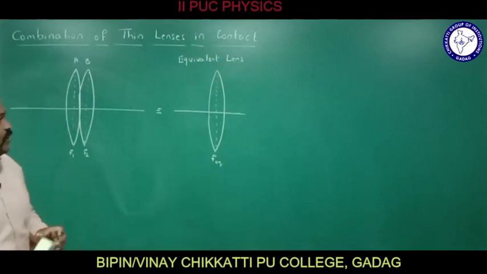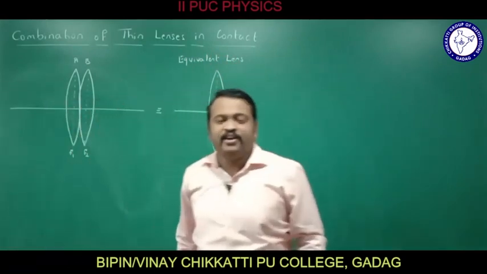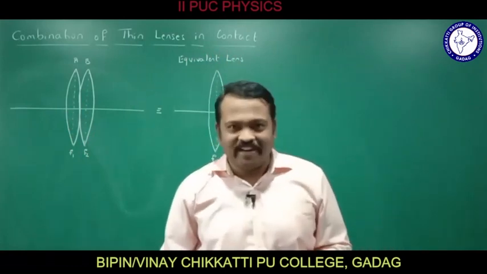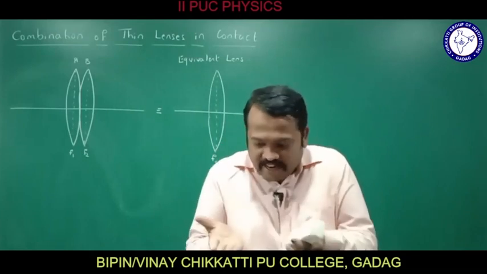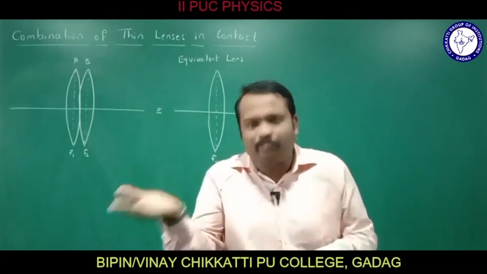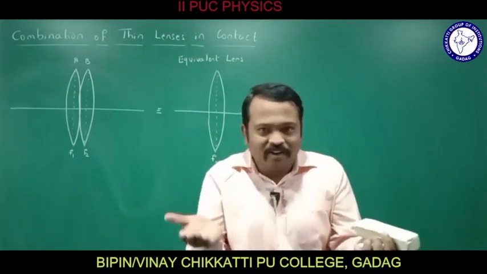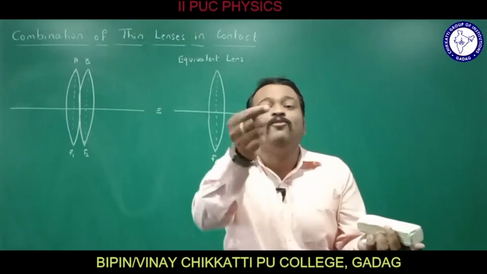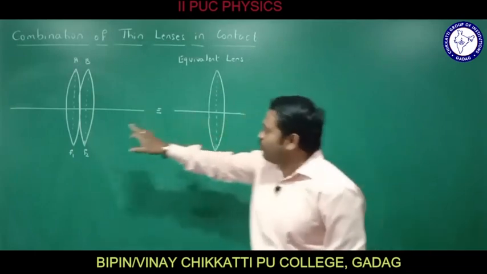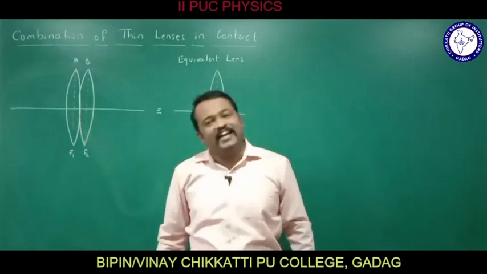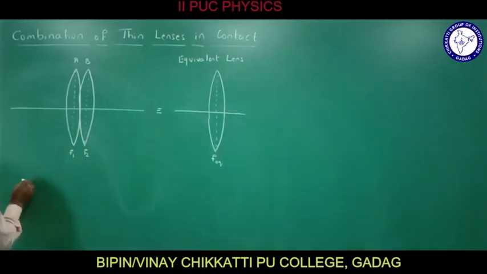So what is the meaning of equivalent lens? It produces the same effect as that of the combination. For example, if I consider a 5 rupee coin and another 5 rupee coin, and I combine them on one side, and on the other side I take a 10 rupee note, both are equal. The 10 rupee note is the equivalent of this 5 rupees and 5 rupees. In a similar manner, this lens is equivalent to the combination of these lenses. Okay. Now let me begin with the derivation.